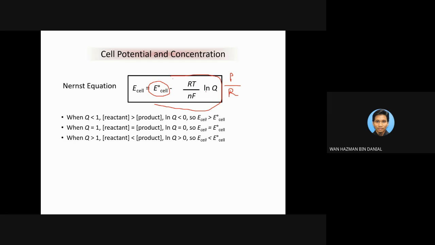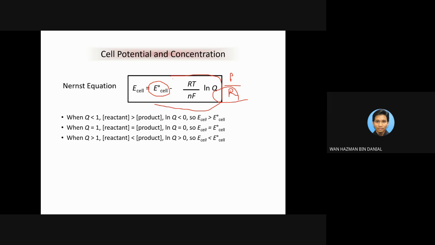So kalau reactant dia lebih tinggi, so E cell dia akan lebih tinggi berbanding dengan E node cell. Okay, kenapa? Sebab dia ada banyak reactant. Reactant banyak lagi untuk buat chemical reaction. Redox reaction tu lebih banyak berbanding standard dia. Standard dia, for example ni ada standard dia this kind of value. Tapi in this case, reactant dia lebih banyak. So bila lebih banyak, akan lebih banyak redox reaction yang akan berlaku. So dia akan lebih tinggi daripada sepatutnya.